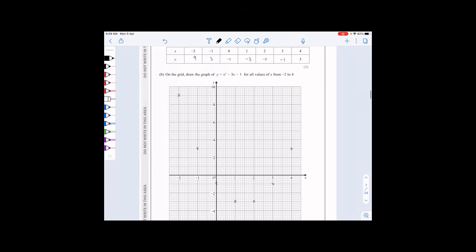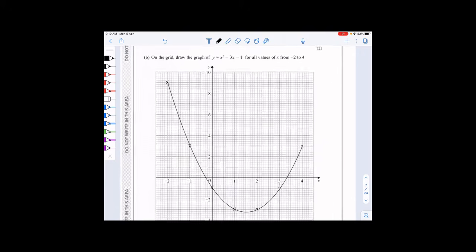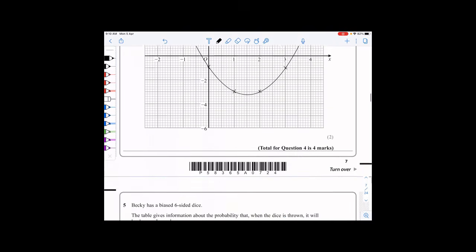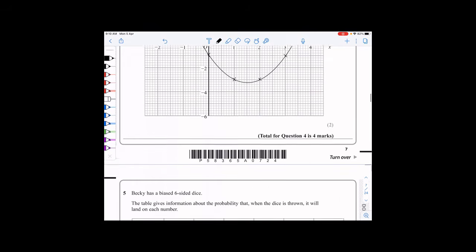It's a parabola, it's a smiley face. I will join this together with a smooth line. Should look something like this. So we're looking for something that's smooth, doesn't have to be perfect. So this is the curve here. And that was question 4.